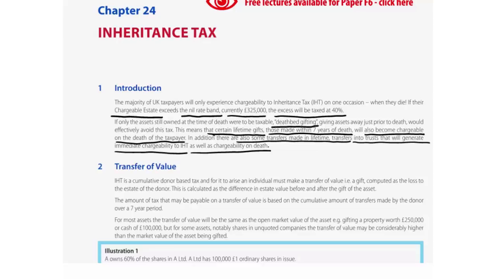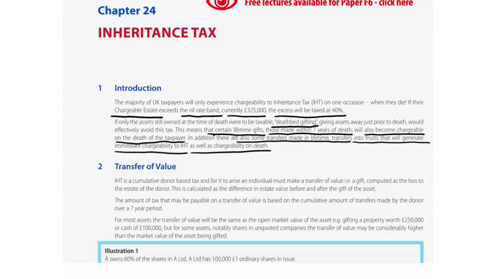If I give away assets now and live for at least 7 years, then those gifts, those lifetime transfers, will not then be chargeable as a result of death. But if the nature of my lifetime gift was into a trust, then there are much more immediate IHT consequences. There will be an immediate chargeability to tax if I make a transfer into a trust. Now we're going to put names on these different types of transfers as we go through these notes, and no need for you to note these expressions now because we'll be coming to them very soon.